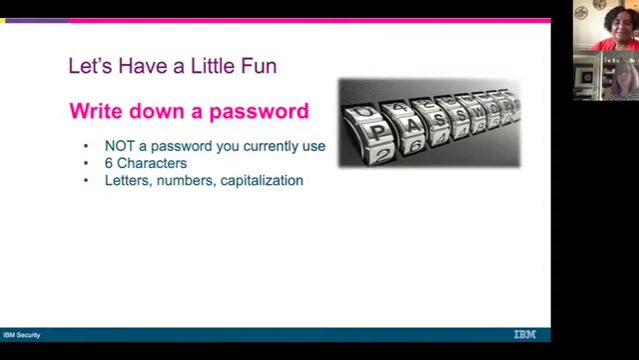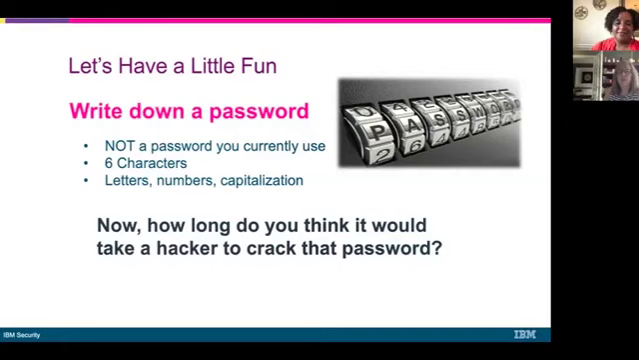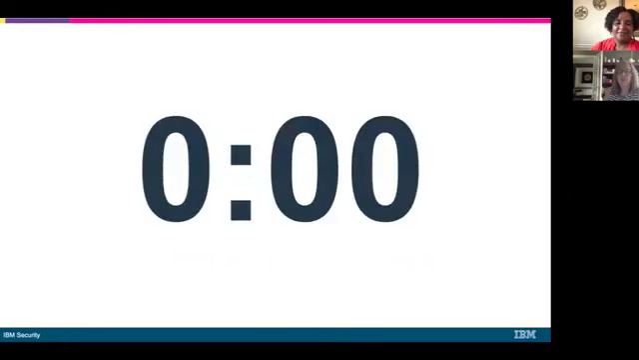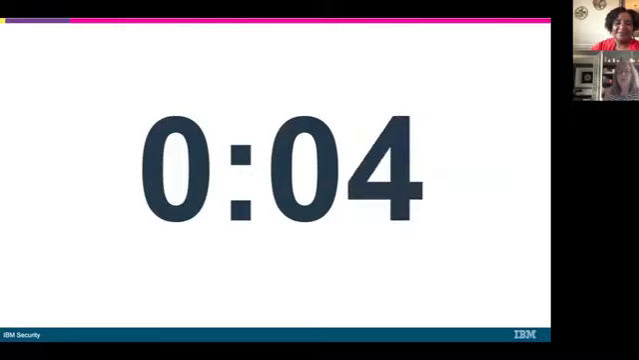How much time does it take to crack that password? So Evelyn, let's move to the next slide and see how much time it takes to crack that password. 2, 3, 4, boom, I have your password.